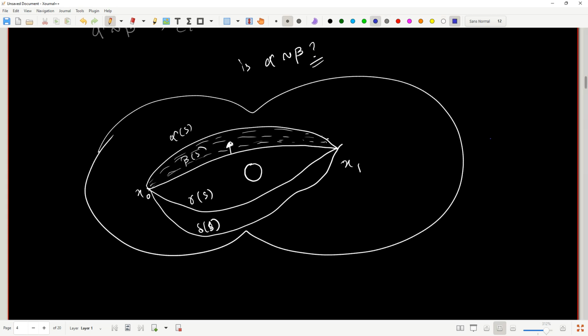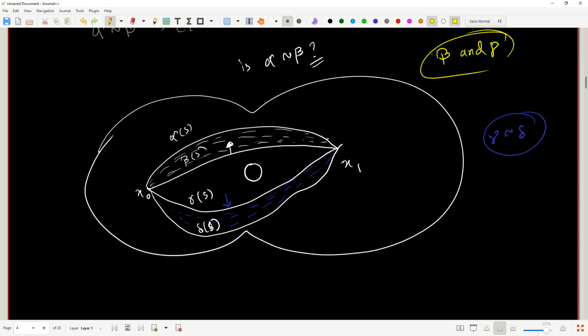It's like you're pushing this line like this, right? Similarly, if I ask you, are gamma and delta homotopic to each other? From this picture it's pretty clear. Yeah, I can do that. I can start from gamma, let's say, and I can continuously deform it to go to delta. However, if I ask the question whether beta and gamma are homotopic?